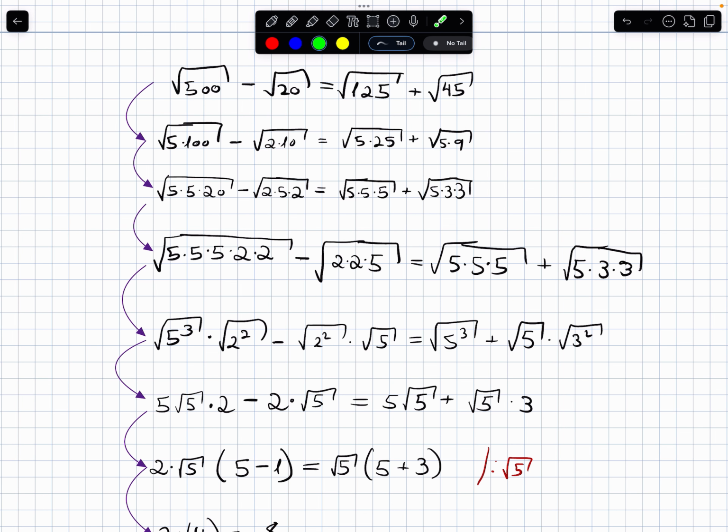Hey guys, so we need to prove this equation. How are we gonna do it? Okay, so first we're gonna say that this is the square root of 5 times 100 minus 2 times 10.